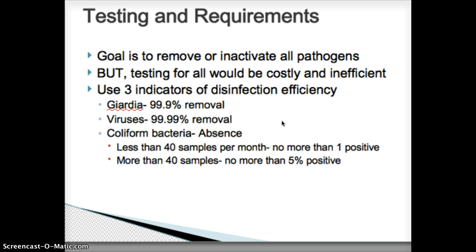If you take less than 40 samples per month for your particular system, then no more than 1 positive is allowed. If you take more than 40 samples, no more than 5% positive samples are allowed.